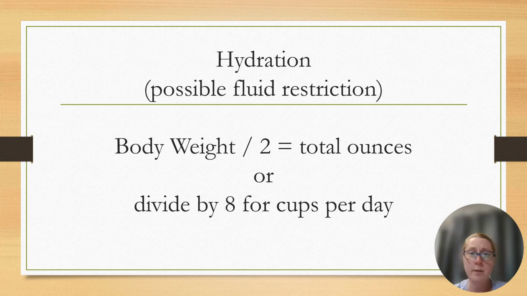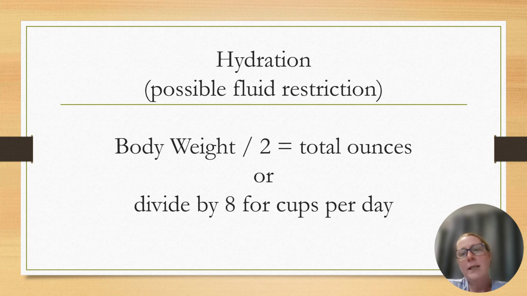Hydration is a big one. And there are sometimes possible fluid restrictions based on the cardiologist. Sometimes they'll say 1,200 milliliters. Sometimes it'll be 1,500 milliliters. I've seen 1,800 milliliters and then 2,000 milliliters max. But if you're not on a fluid restriction, then the typical way to calculate your hydration needs is you take your current body weight and divide it by 2. And this is going to give you your total ounces that you need for the day.